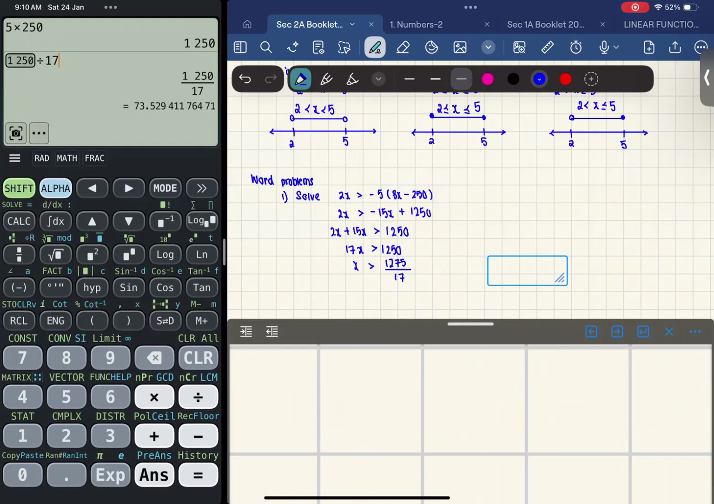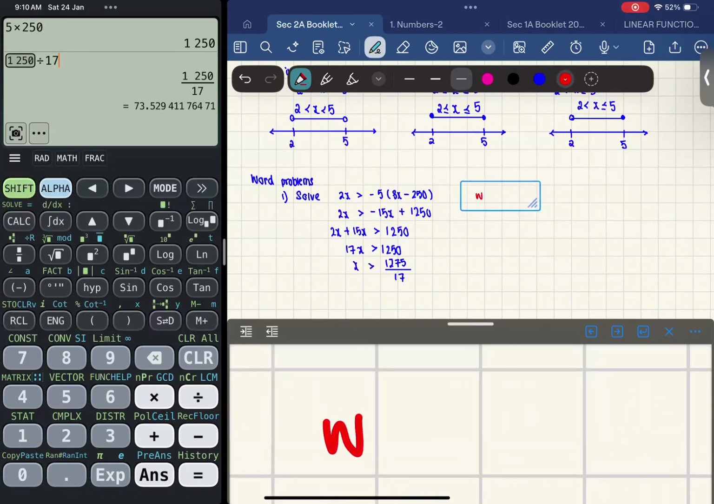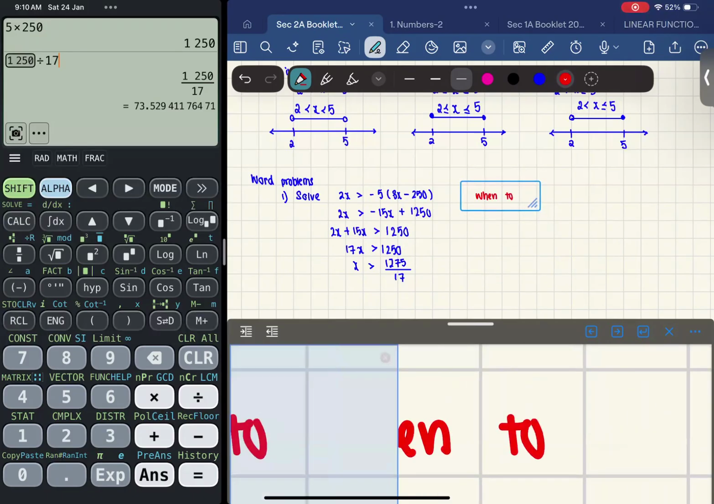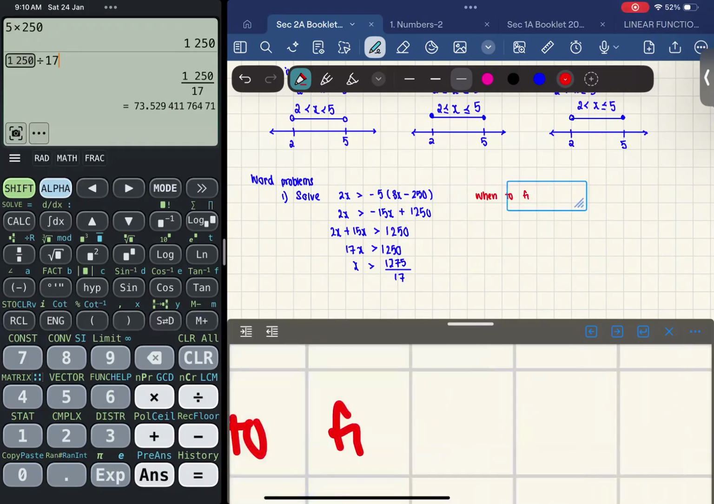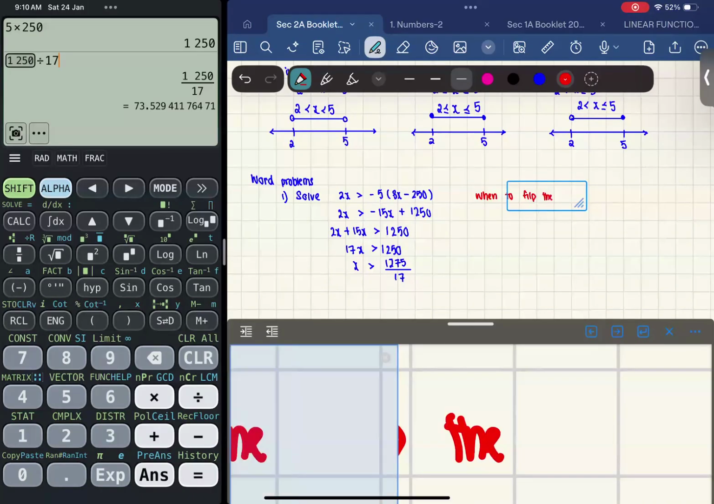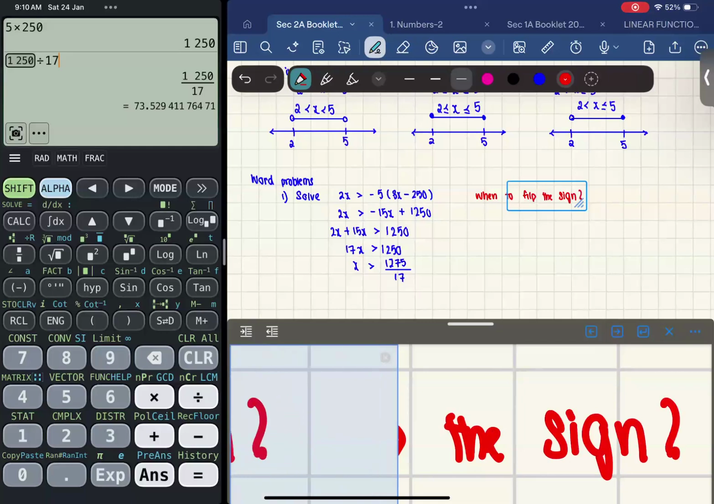Okay? So this one is very simple, right? Because you didn't even get to flip the sign. But when do you flip the sign? Okay, when do you flip the sign when you're solving?